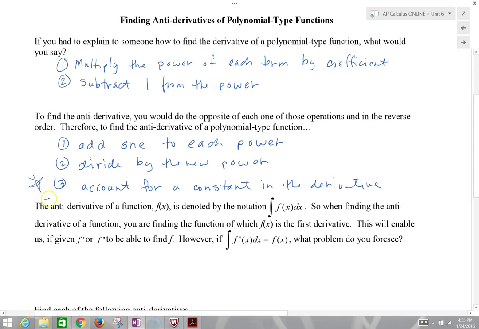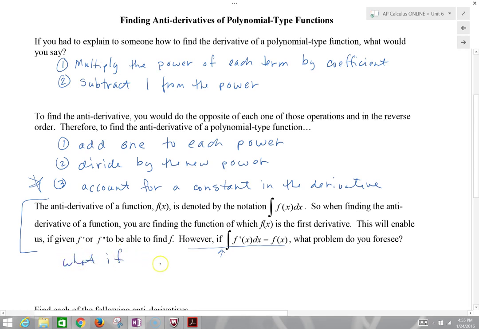And that's exactly what this is talking about here. If f prime of x is equal, if the integral, that is what this is called here, the integral of f prime of x dx is equal to f of x, what problems do you foresee? Yeah, it's that forgetting the constant.